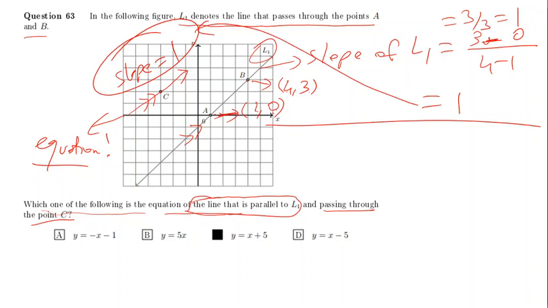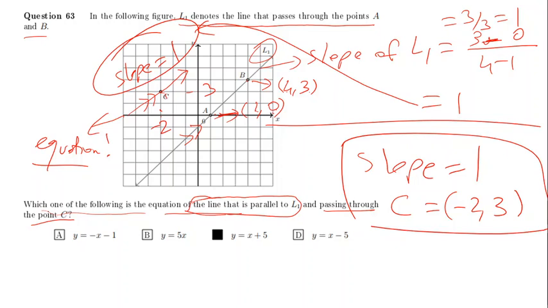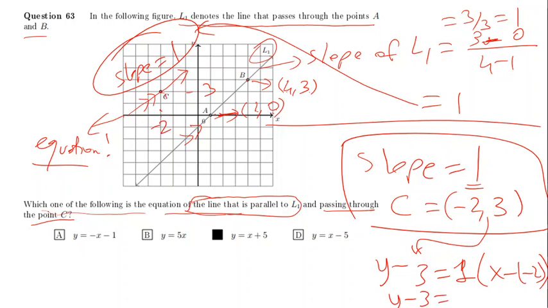So we get the slope 1, and we need a point on the line. C is given. C is (-2, 3). Now we have a point and slope. We can use the point-slope form, which is y minus y0 is equal to 1 times x minus -2. So y minus 3 is equal to x plus 2. And then it's y equal to x plus 5, which is given here.